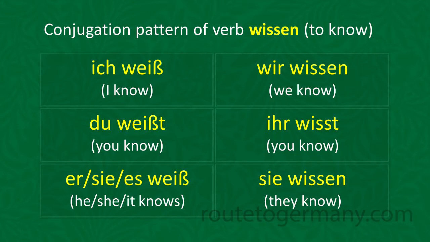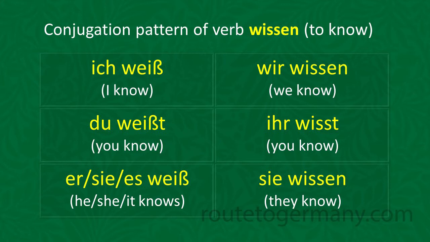Modal verbs are irregular verbs. That means modal verbs are irregular in the present tense singular but act like any other regular verb in the plural forms. Modal verbs mostly follow the conjugation pattern of verb wissen. We have already learned the conjugation of wissen in the previous lesson. So if you have memorized the conjugation of wissen, modal verb conjugation would be a lot easier to learn.